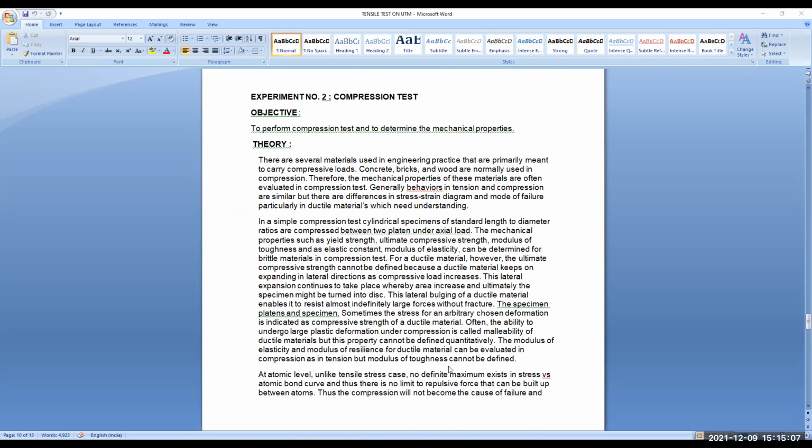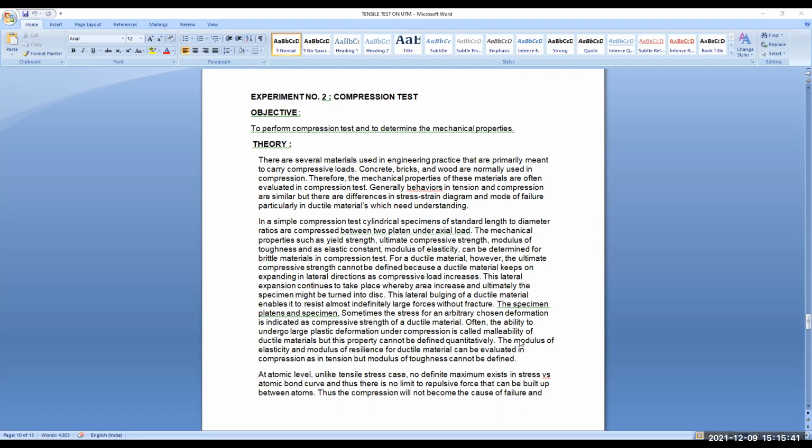Next, the compression test. To perform the compression test, we have to follow the following theory. There are several materials in engineering practice that are mainly used to carry compressive load, say concrete, brick, wood. They are commonly used for compression, but not for tension. Therefore, the mechanical properties of these materials are often evaluated. The tests in tension and compression are similar, but they are different in test diagram and other features, particularly for design materials.